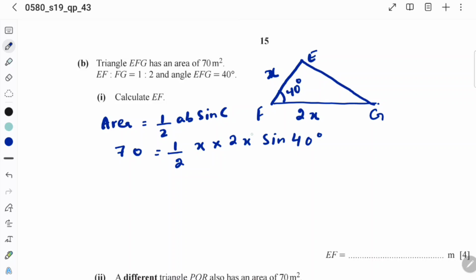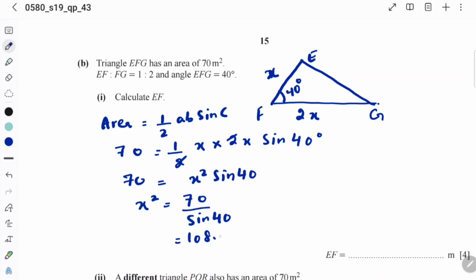So we can cancel these two here. That is x squared sine 40 is equal to 70. Then x squared is equal to 70 upon sine 40, and then take the square root of it, and you will get the answer. So 70 upon sine 40 is equal to 108.9, and then take out the square root.